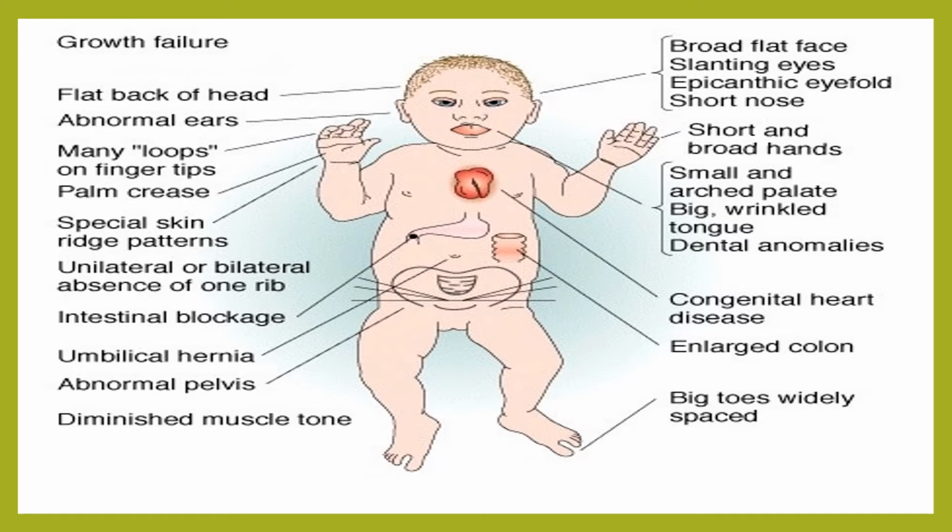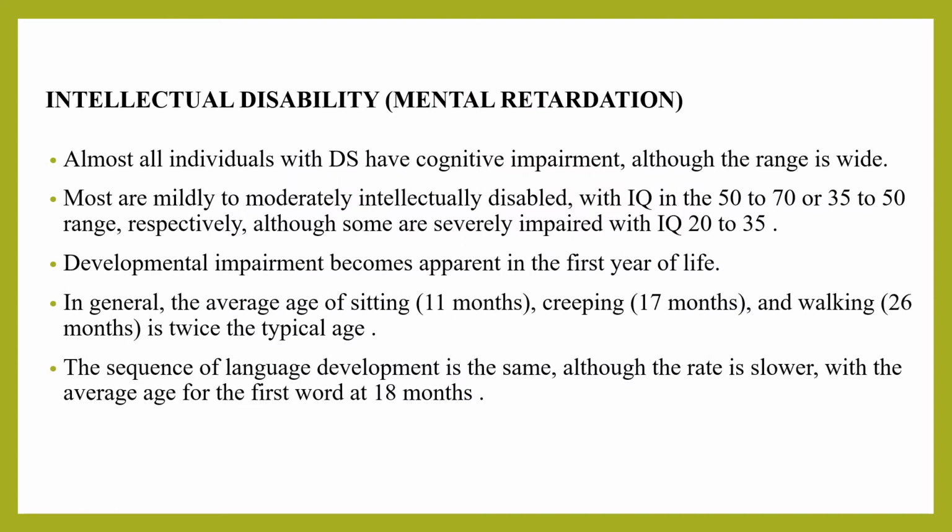Whereas on the extremities, the characteristic features of Down syndrome include short, broad hands, an incurved fifth finger with hypoplastic mid-phalanx, transverse palmar crease, space between the first and the second toes, that means sandal gap, and also hyperflexibility of the joints.